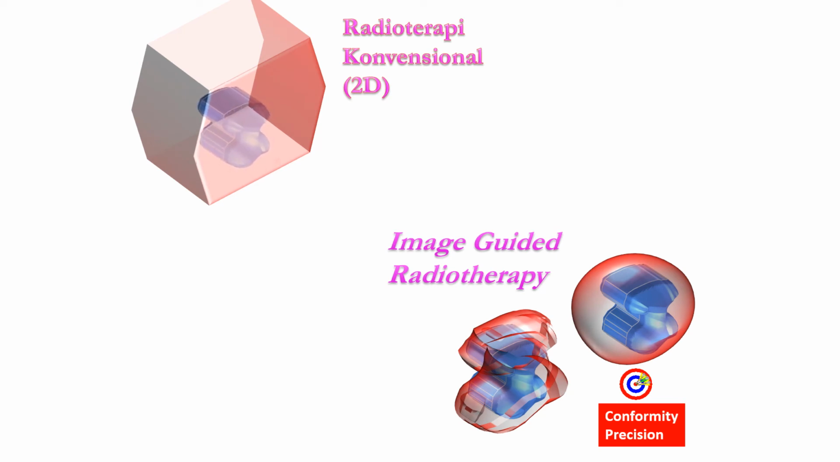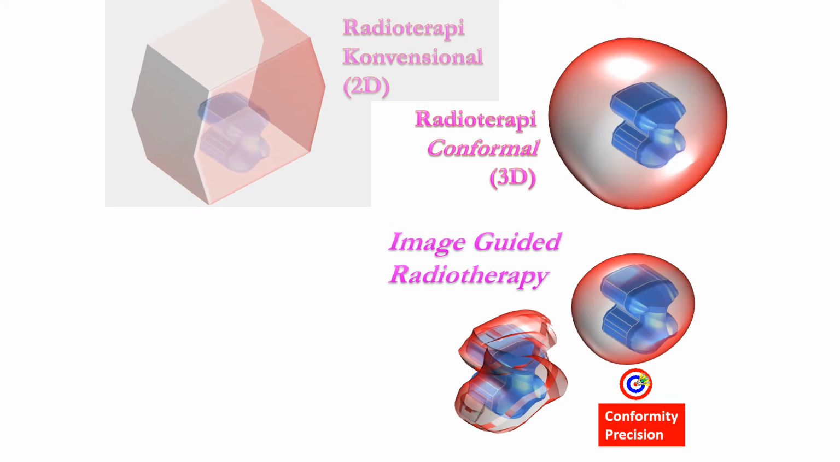Schematically shown here, if we are doing 2D radiotherapy, then the radiation delivered will be in the form of this hexagonal cube here, for example. The actual target is only the moving blue part. Therefore, other than that, normal tissue surrounding it in the cube will also get irradiated with the same dose as the target.